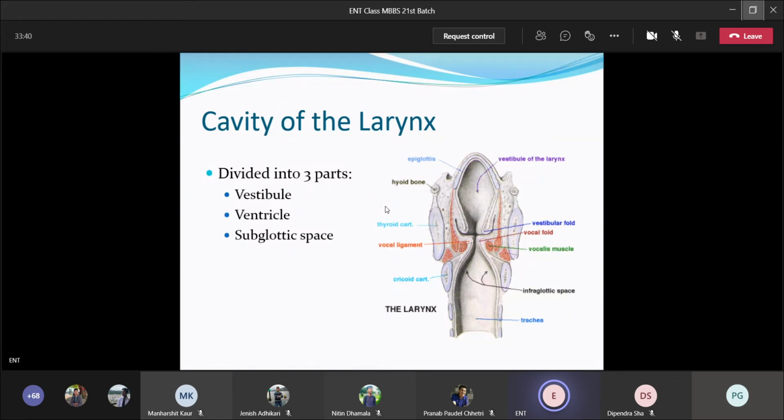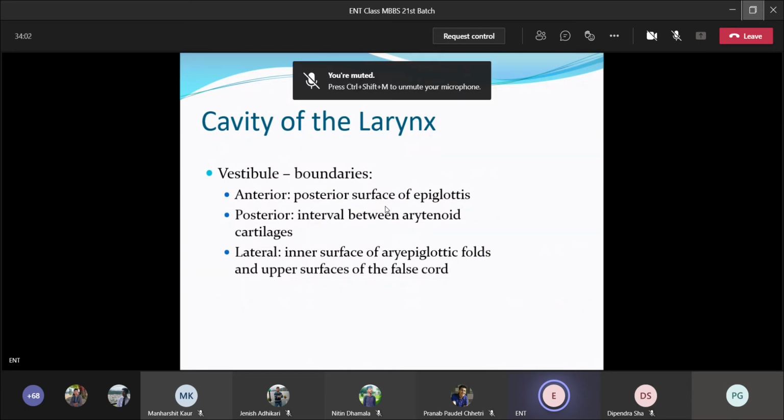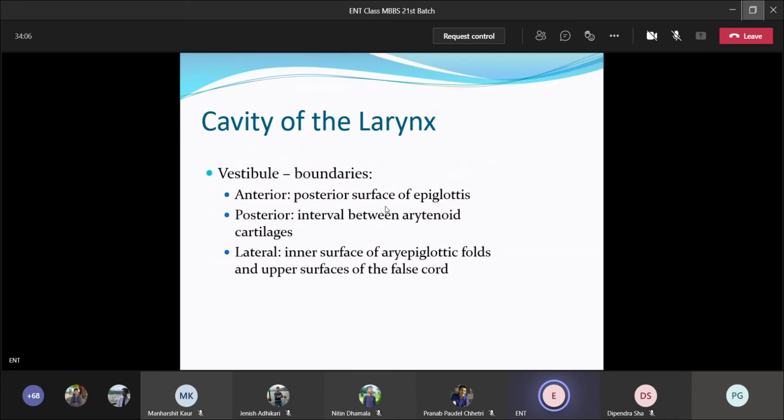And the next slide is the cavity of the larynx. Now the boundaries of the vestibule: anterior is the posterior surface of the epiglottis, posterior is the interval between the arytenoid cartilages, and lateral is the inner surface of the aryepiglottic folds and the upper surface of the false cord. So this is the cavity of the larynx and the boundaries of the vestibule.